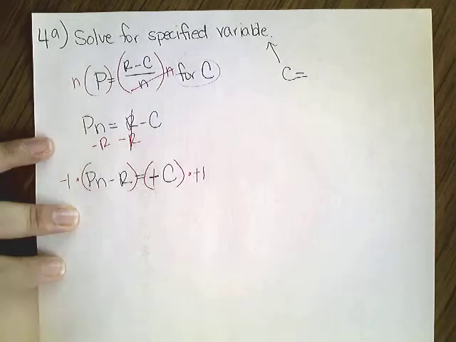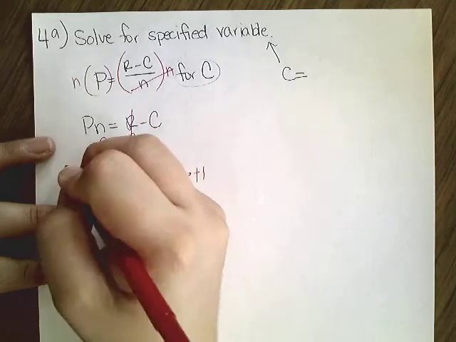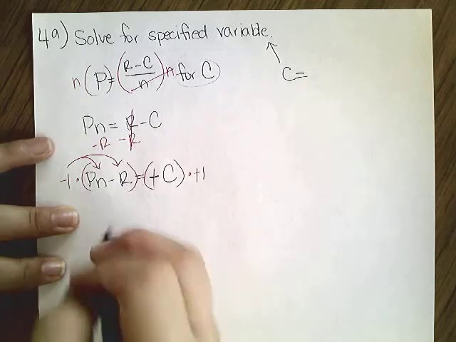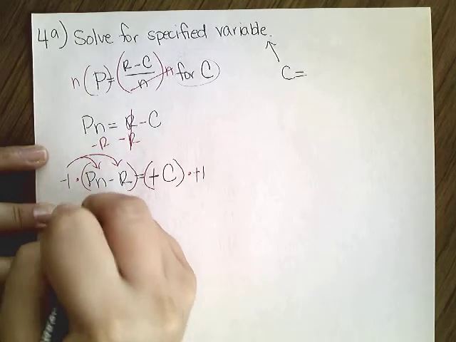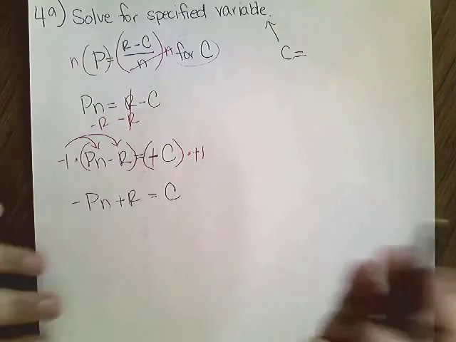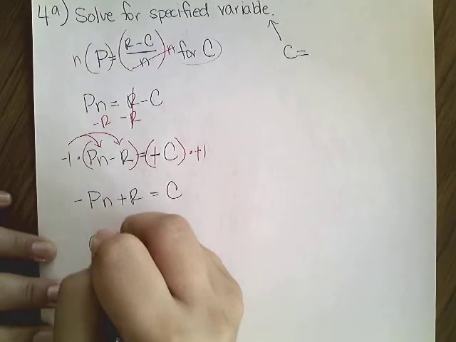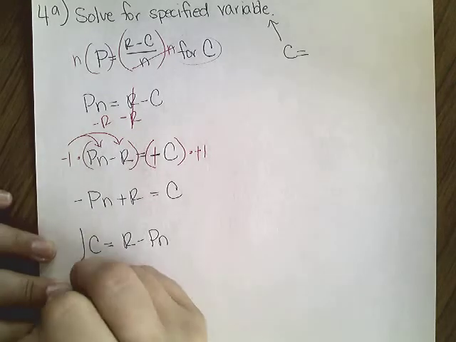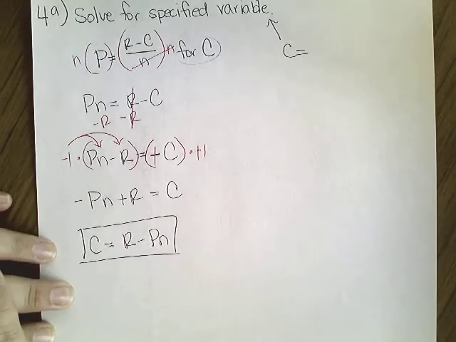So here my negatives cancel out. On the right side, I'm going to distribute the -1 in. So we have negative Pn plus R equals C, or we can write it as C equals R minus Pn. And I would go with that. And that's it.